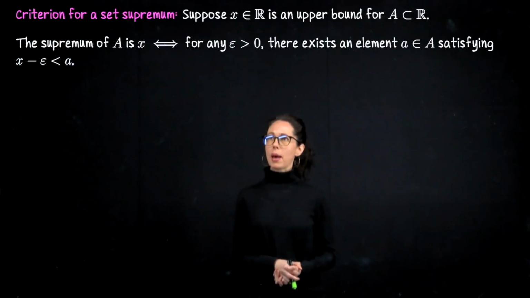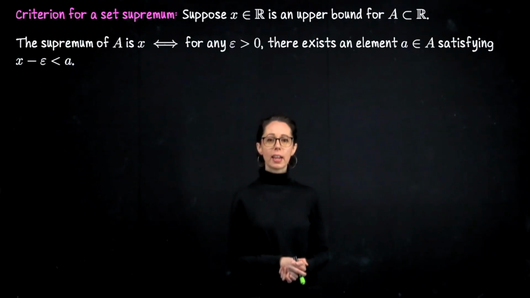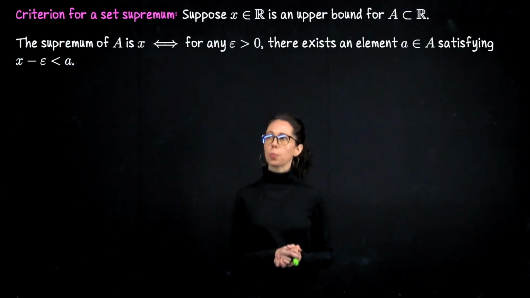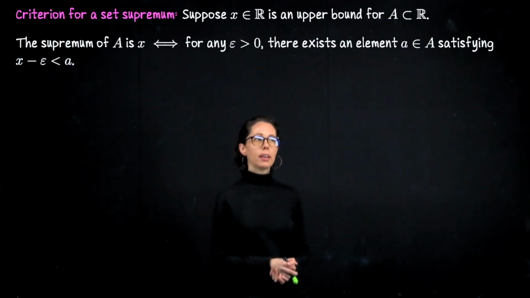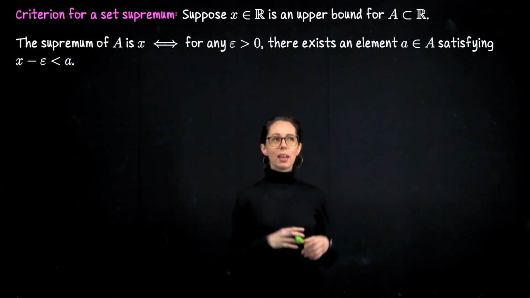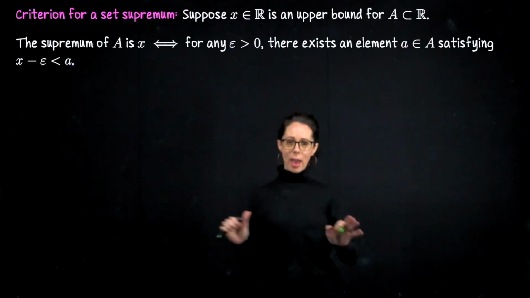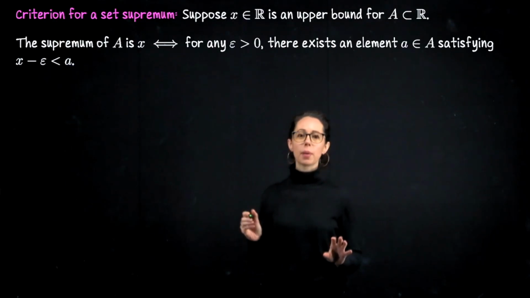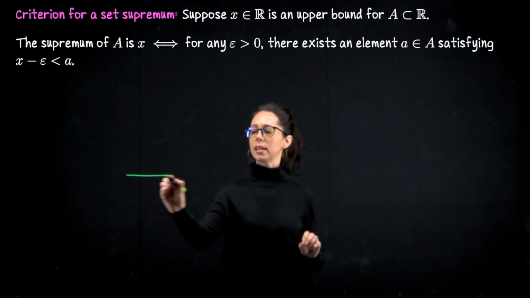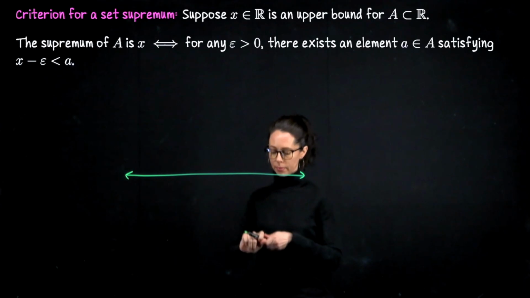So what this says is, imagine that you have some element x on the real number line, which is an upper bound for a set A. x is the supremum of A if and only if, for any measurement epsilon greater than 0, x minus epsilon is going to sit to the left of an element from A. Okay, I said that a little bit differently than it's written here, but let me sketch the picture so that you understand exactly what this is saying about the supremum for a set.